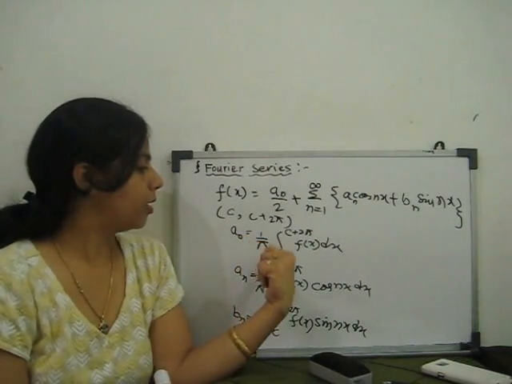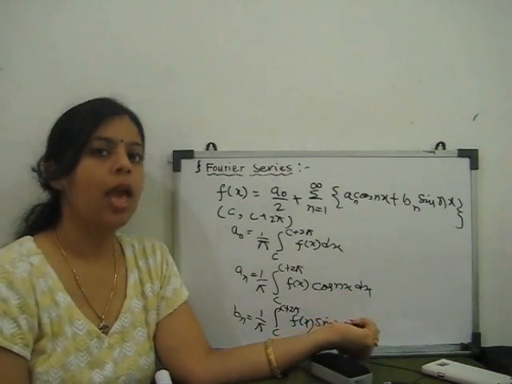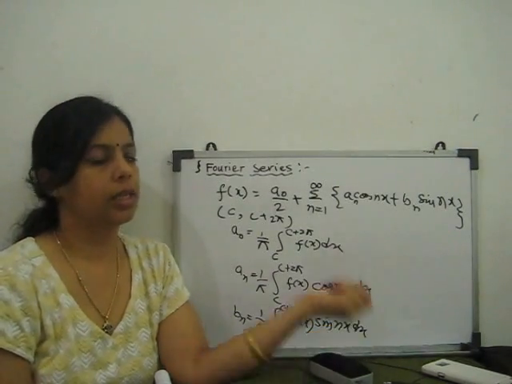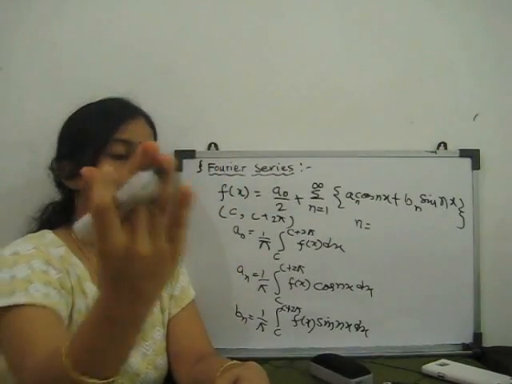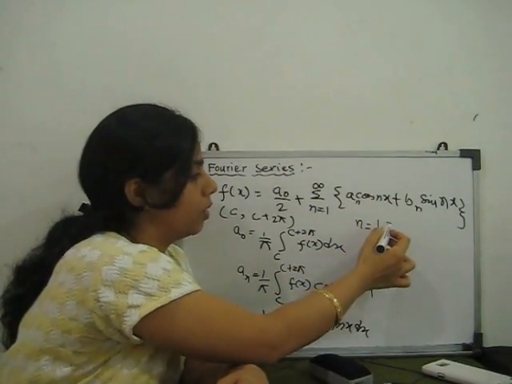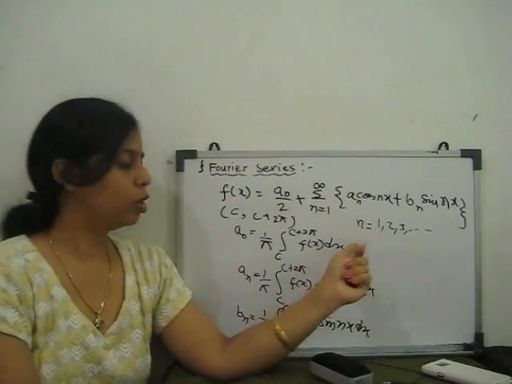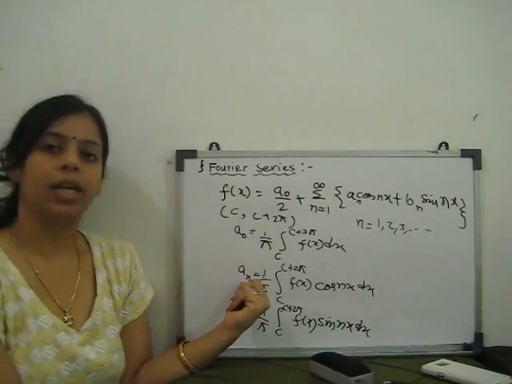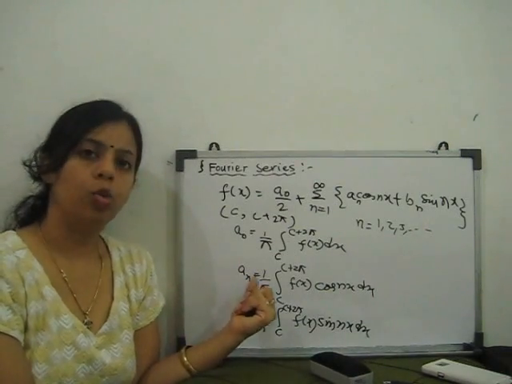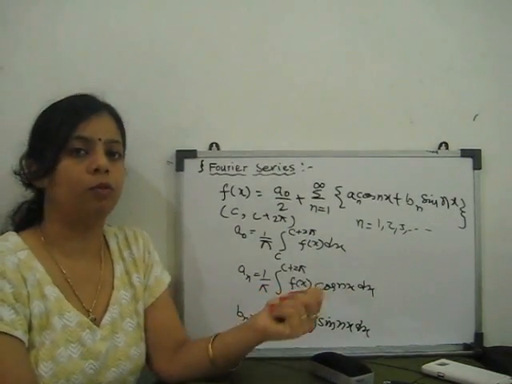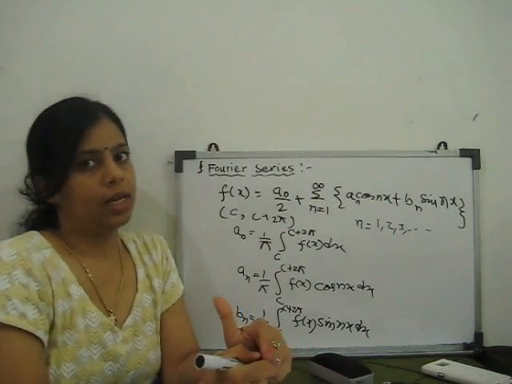a0 is equal to 1 upon pi, integral from c to c + 2 pi of f(x) dx; an is with f(x) cos nx dx; bn is with f(x) sin nx dx. n is going from 1, 2, 3, 4 and so on. When we substitute n equal to 1, we get the first term a1. When we substitute n equal to 2, a2, a3, b1, b2, b3, b4 and so on. So we can expand that function in a sine and cosine series.